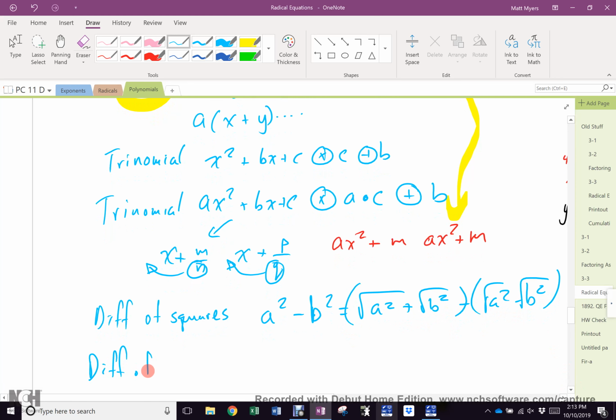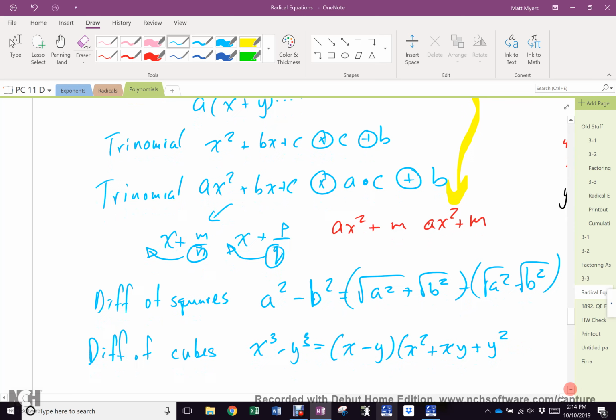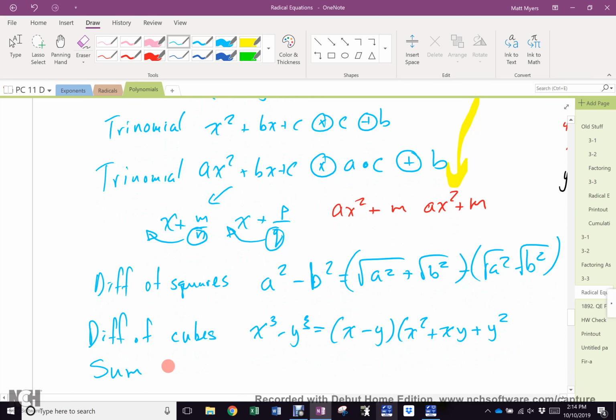And the diff of cubes, which is x cubed minus y cubed, equals x minus y, x squared plus xy plus y squared. The sum of cubes is x cubed plus y cubed equals x plus y, x squared minus xy plus y squared.